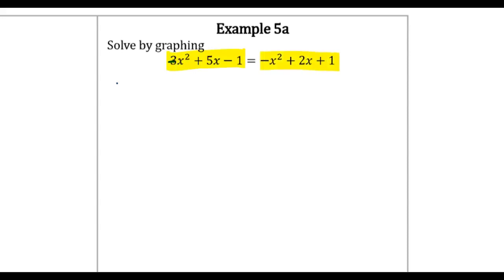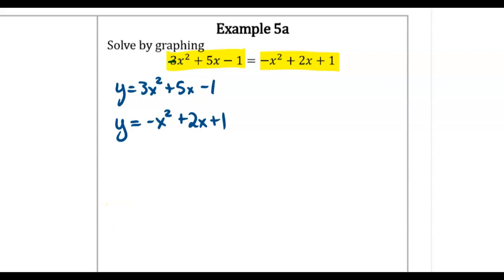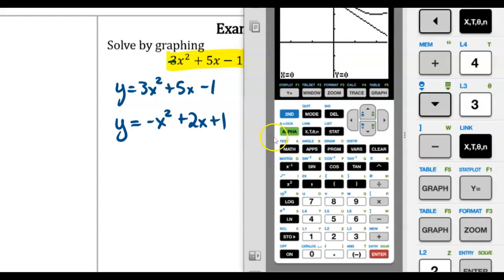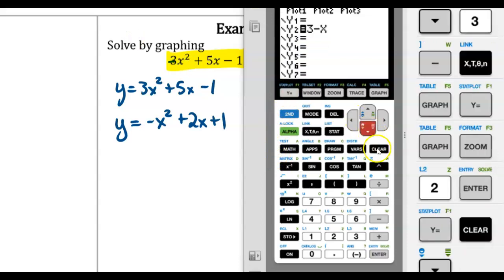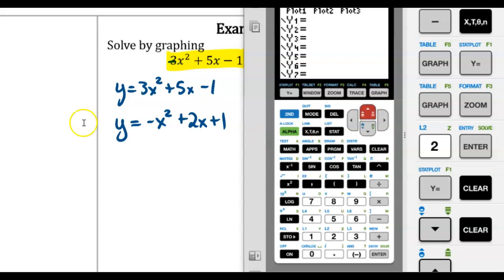So like if you write the left side as y equals 3x squared plus 5x minus 1, and the right side as y equals negative x squared plus 2x plus 1, you're going to graph those two equations in a graphing calculator. So you're going to go in your graphing calculator and go to y equals, and type those in. I'm going to go ahead and pause this video, you should too, and type them into y1 and y2.